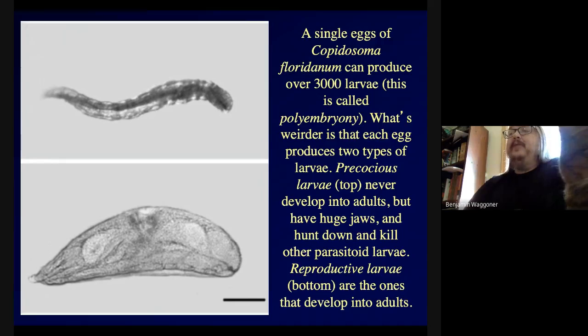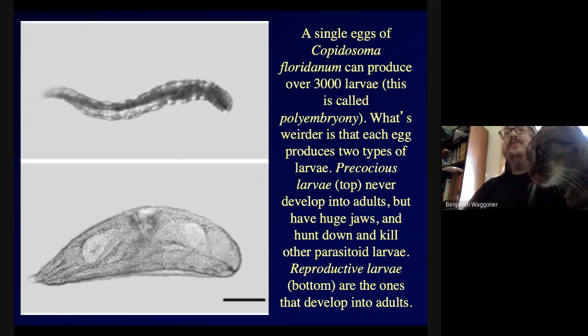But some of those larvae become precocious larvae. There's one at the top. They'll never develop into adults. They're dead. Well, they're not dead, but they will die inside their host. They never get out.